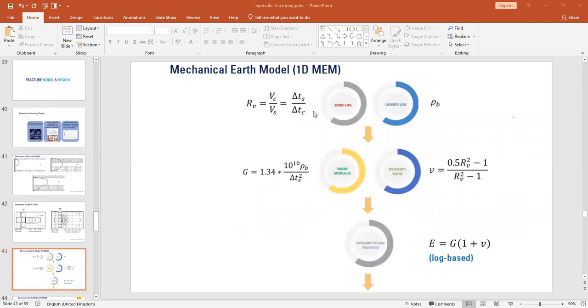So how can you easily build that model? The first thing is there are two things that you need. You need a sonic log and you need the density log. The density log will give us what we call the bulk density. For the sonic log, we have two: delta T shear and delta T compressional. Either you have delta T shear and delta T compressional, or you have the velocity of the compressional wave and the velocity of the shear wave.